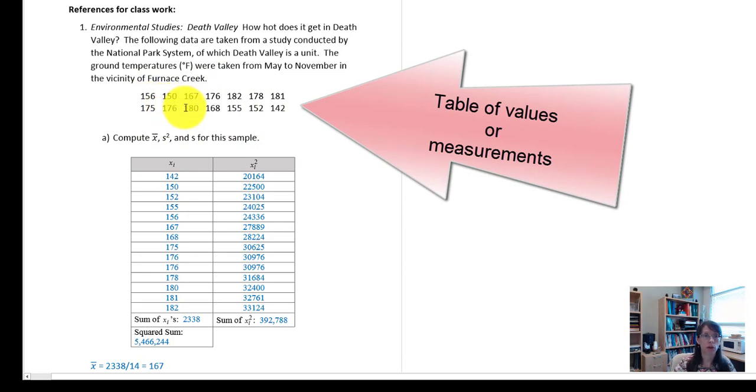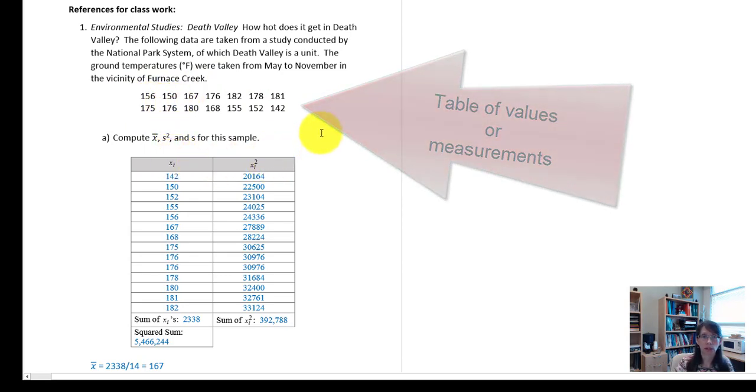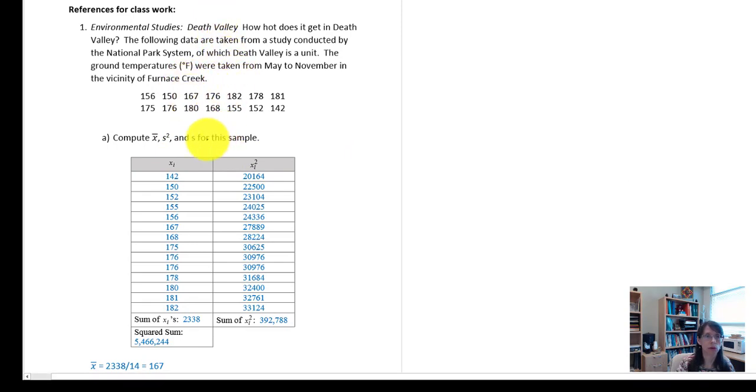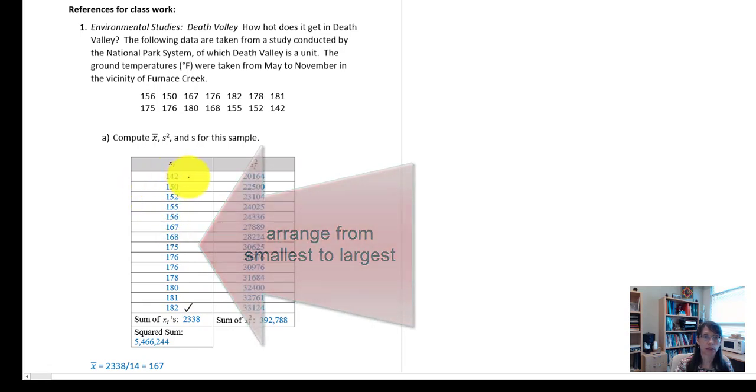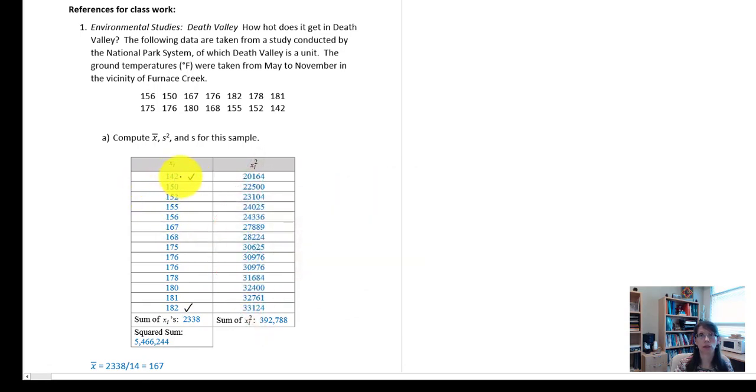These are in no particular order, but as you notice in the table, I'm going to put these values in numerical order from smallest to largest. So 142 was our smallest data value, and 182 is the largest measurement. In other words, 142 is the coolest temperature, which doesn't seem very cool at the Fahrenheit scale, and 182 is our hottest temperature on the Fahrenheit scale. So we have a table of all of our x values compiled. When we add those x values, that is the sum of x.